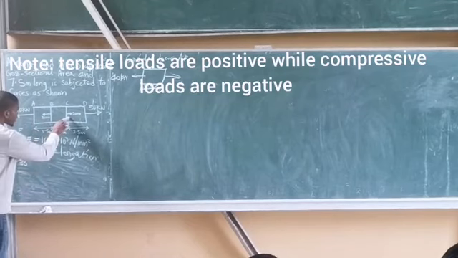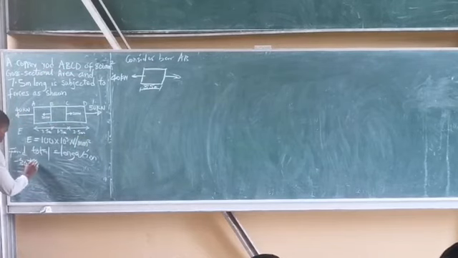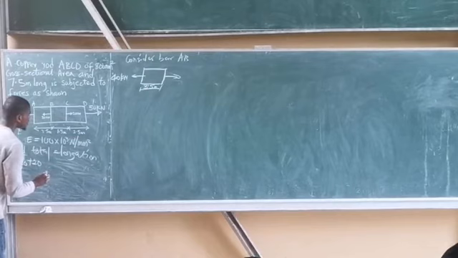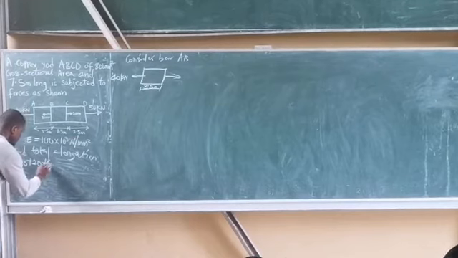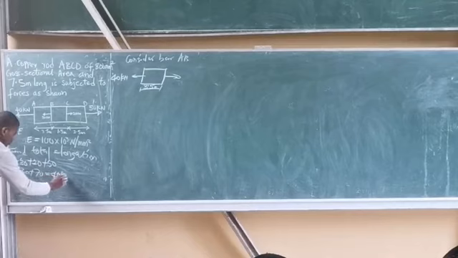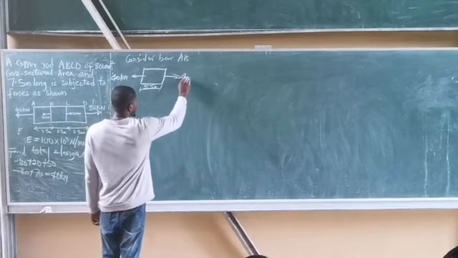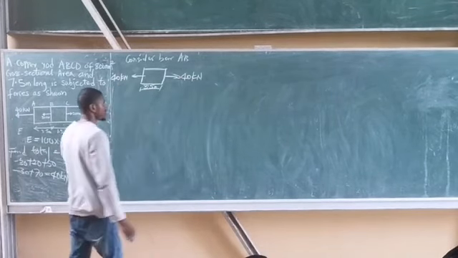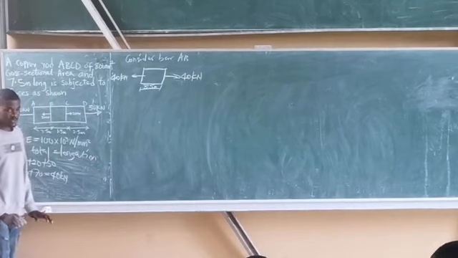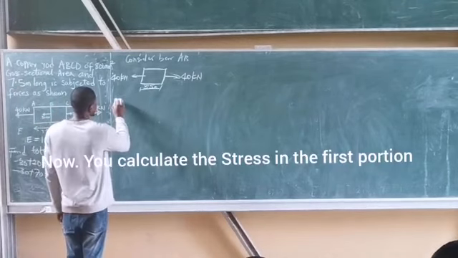Meanwhile, you have 20 kilonewtons going to the right, so it's positive: plus 20, and plus 50. Now 20 plus 50 is what? 70. So this is minus 30 plus 70. 70 minus 30 gives us 40 kilonewtons. It's positive, so it's also under tension. So this bar is positive, 40. Is that okay? Alright. The first thing to find is the stress in portion AB.